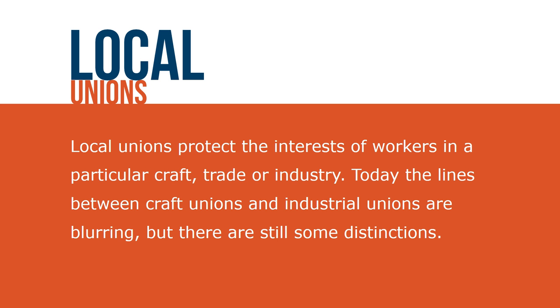Local unions protect the interests of workers in a particular craft, trade, or industry. For instance, Local Number 9 of the International Union of Operating Engineers is located in Denver, Colorado. Its members are in the stationary, skilled building maintenance trades. Members' dues are used to pay for worker representation and collective bargaining efforts and are set through a vote of its members. Today, the lines between craft unions and industrial unions are blurring, but there are still some distinctions.